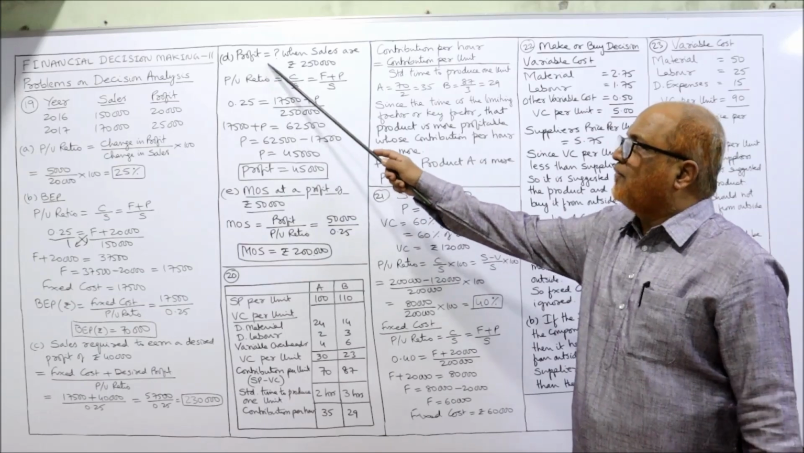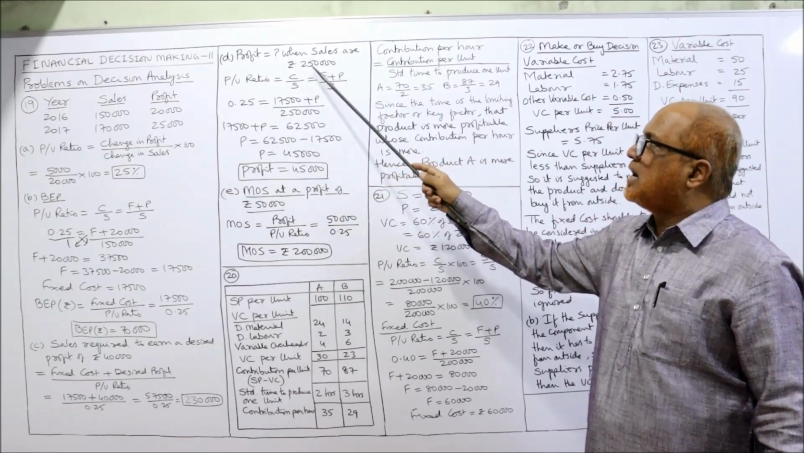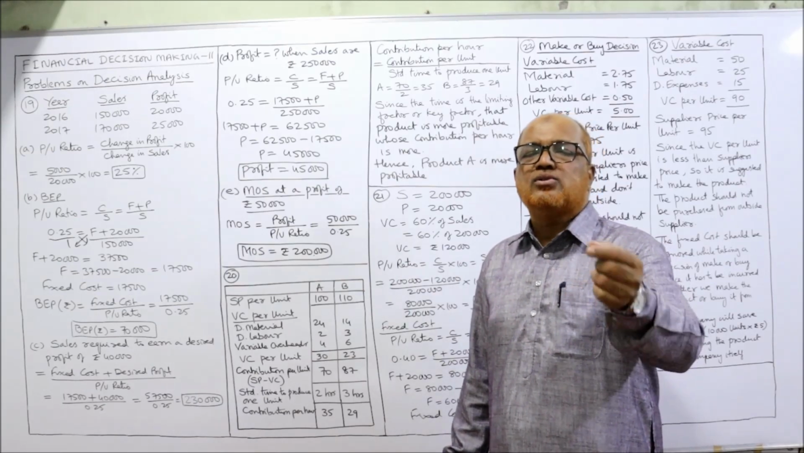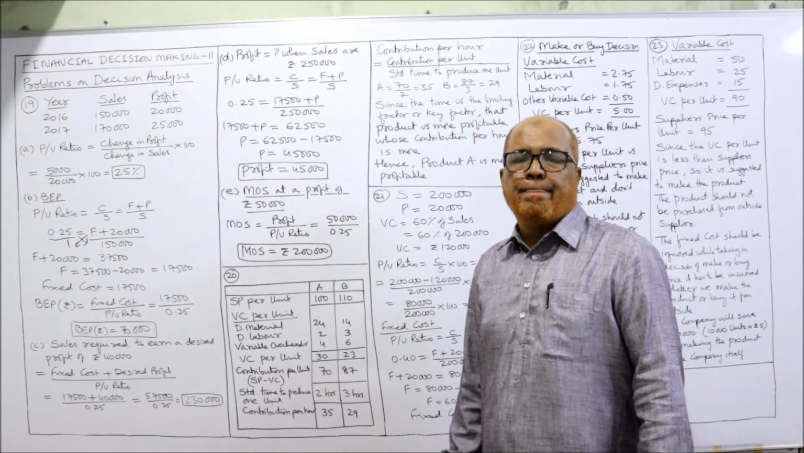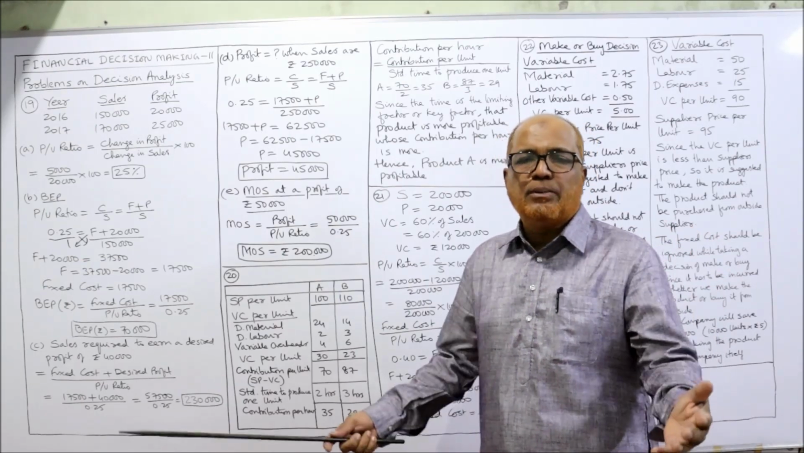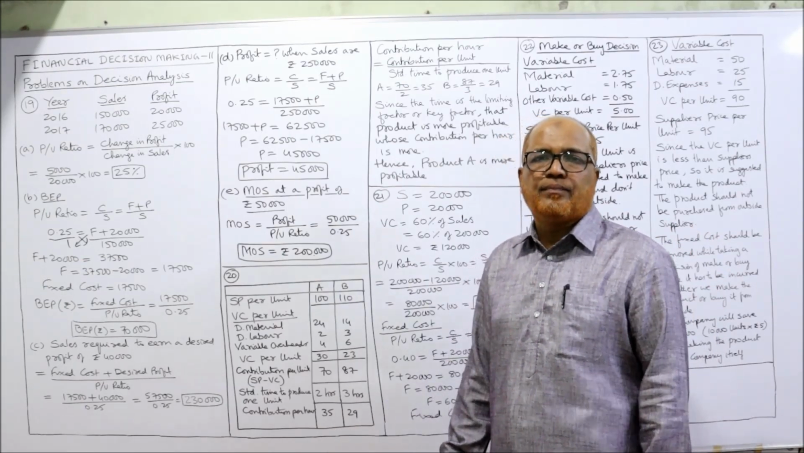Now fourth bit: profit is equal to how much when sales are 2,50,000. If the sales are 2,50,000, how much would be the profit? Again, this type of problem we have done already. By using PV ratio, we can find out, right?